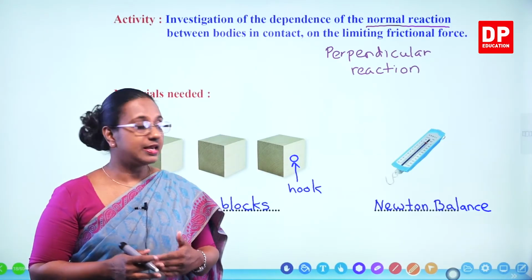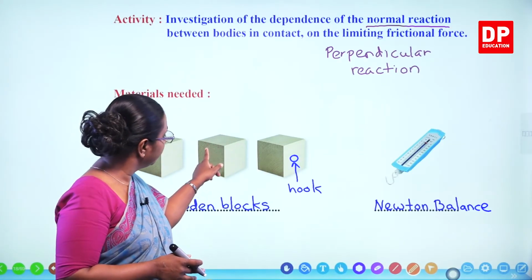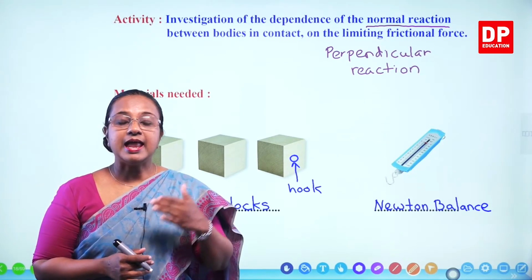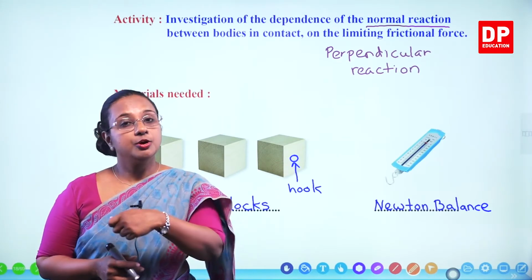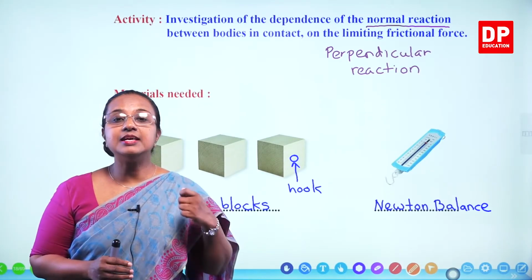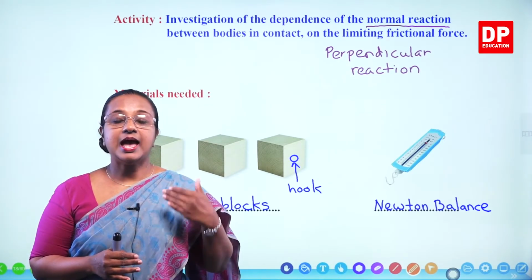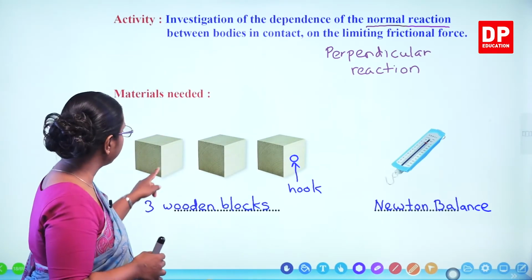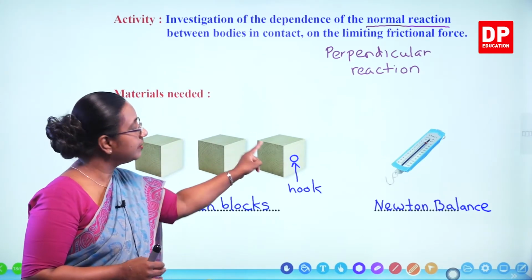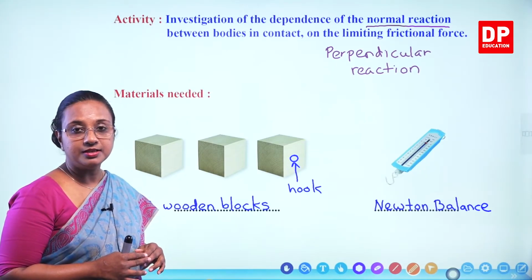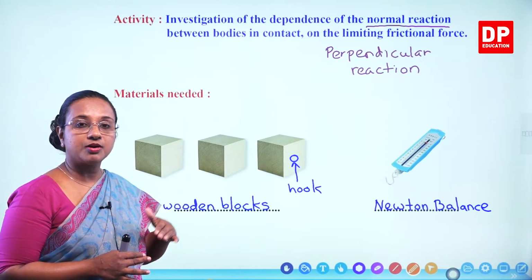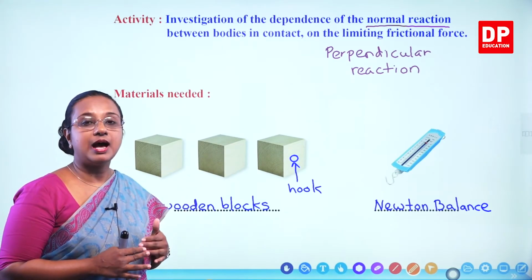In the second step, we place another block on top of the first block and repeat the activity. Pull the blocks and get the Newton balance reading as the block starts to move. In the third step, we place the third block also on the other two blocks. So we have all three blocks, one on top of the other.